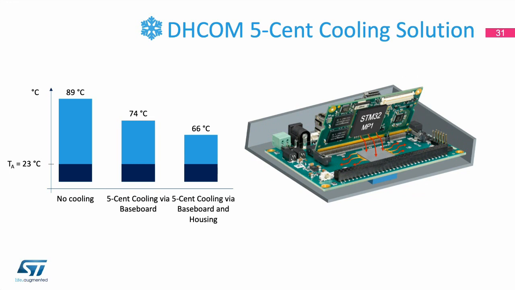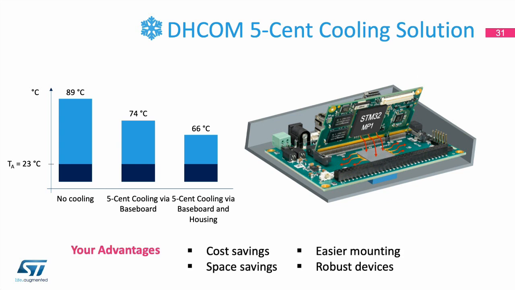With this second thermal connection, we can further reduce the CPU heat to 66 degrees. In summary, it can be said you can reduce the heat of the MP1 in this example by 23 degrees only by adding 2 simple gap pads to your design. So this is a cost-saving solution which extends the lifetime of the CPU.